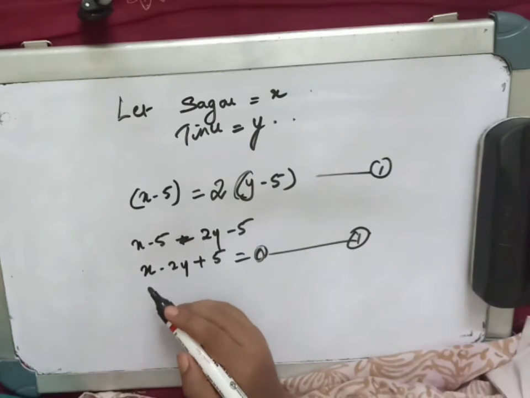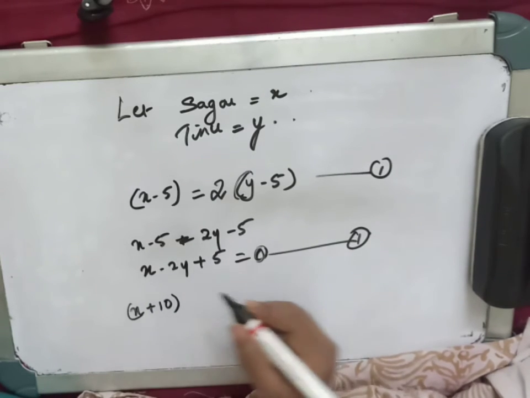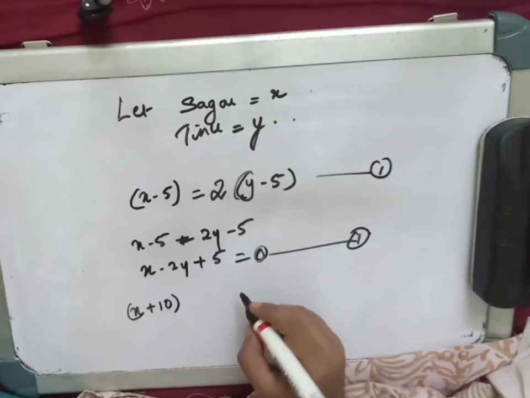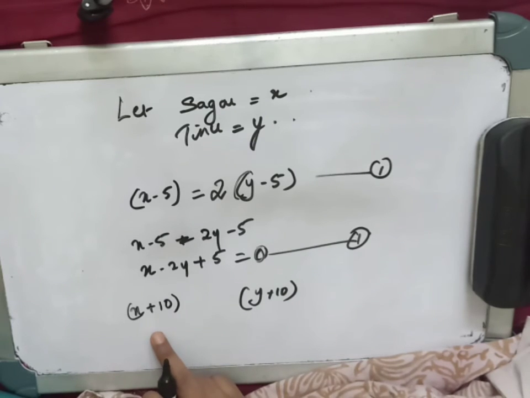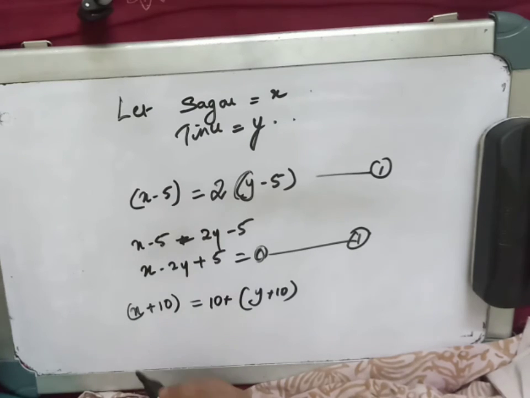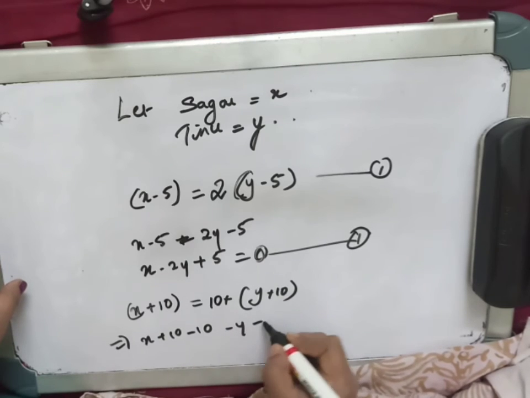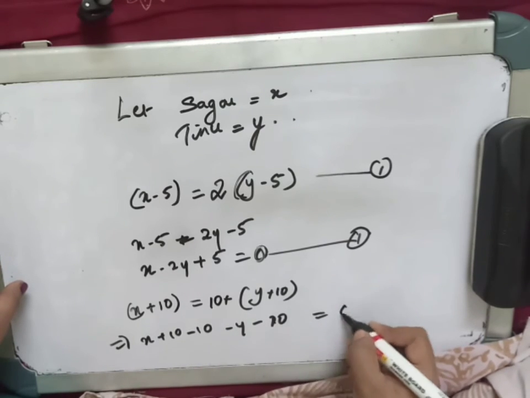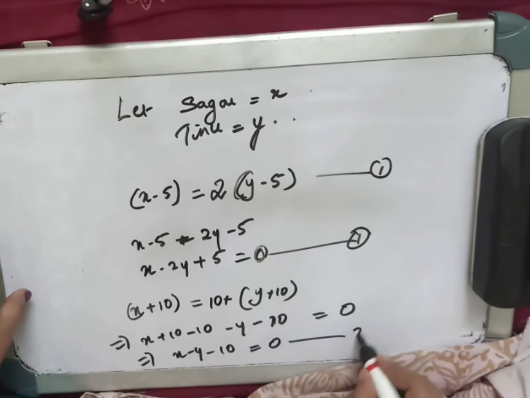Now let us see the next part. 10 years later, the age of Sagar will be x plus 10, and the age of Tinu will be y plus 10. So what is the relation between the two? 10 years later, Sagar's age will be 10 years more than Tinu's age. So 10 plus y plus 10 is equal to x plus 10. So we have x plus 10 minus 10 minus y minus 10. That is x minus y minus 10 is equal to 0. So this is the second equation.